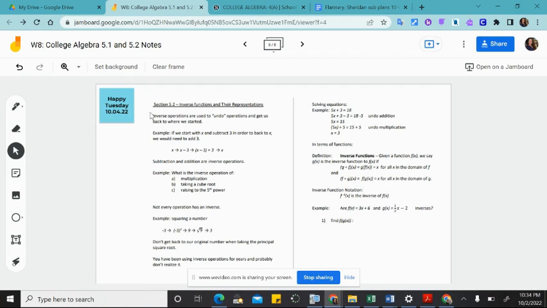Hello. All right. So the next section is 5.2, and again, it's not going to line up exactly with the page numbers in your workbook. Sorry about that, but it is the same idea and same information.